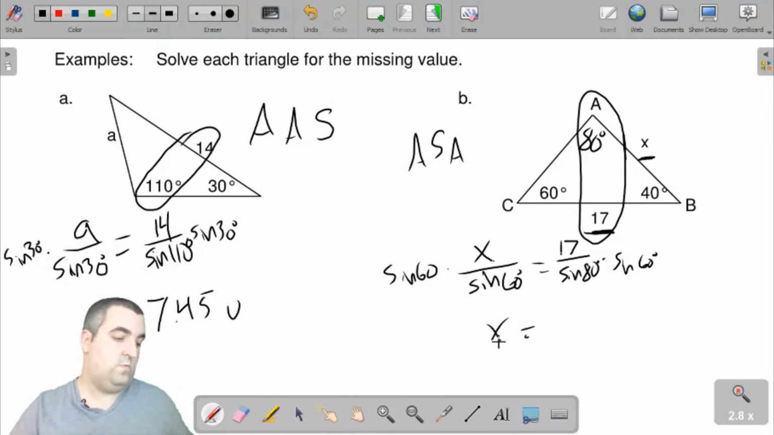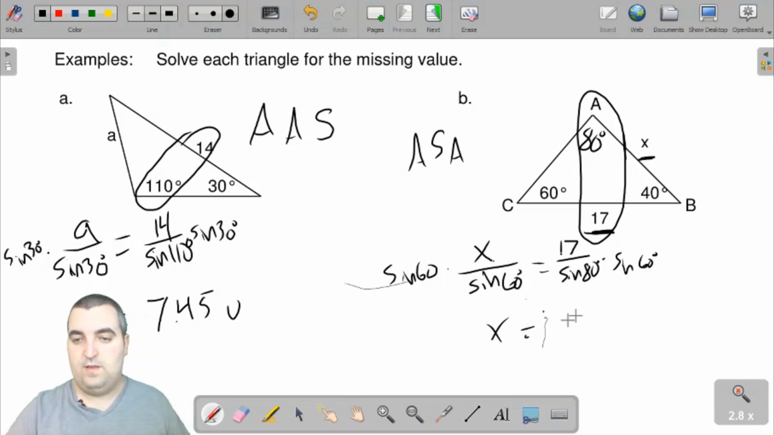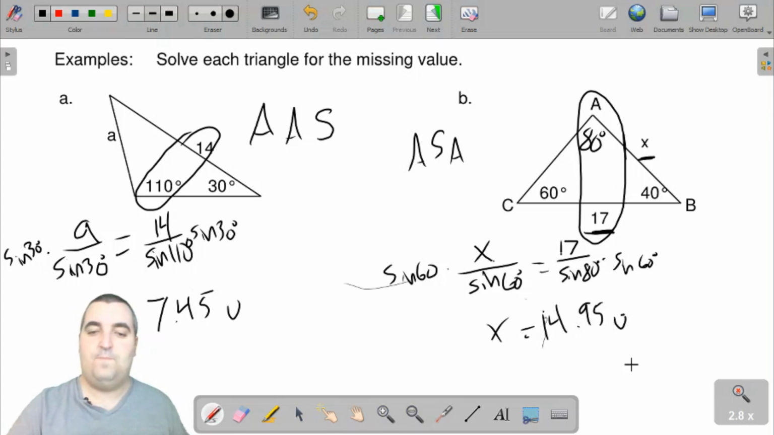So x will be, we're going right to the calculator, 17 divided by sine of 80 multiplied by sine of 60. And we get 14. Ooh, that's not what I wanted, right? 14.95 units. Okay. So yeah, that's law of sines for angle, angle, side, and then also angle, side, angle.